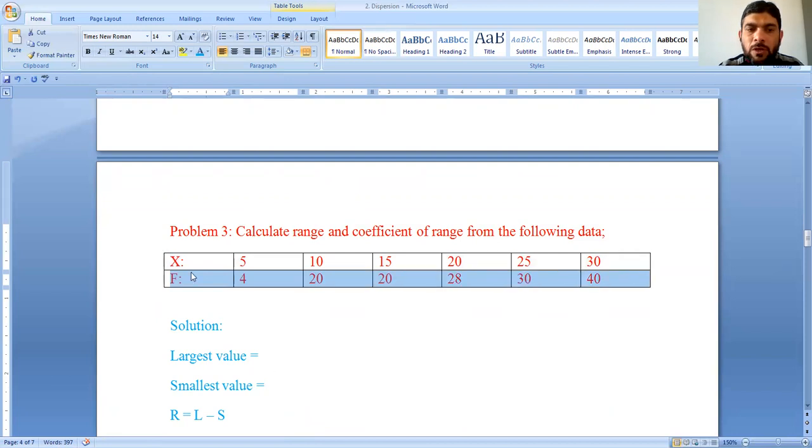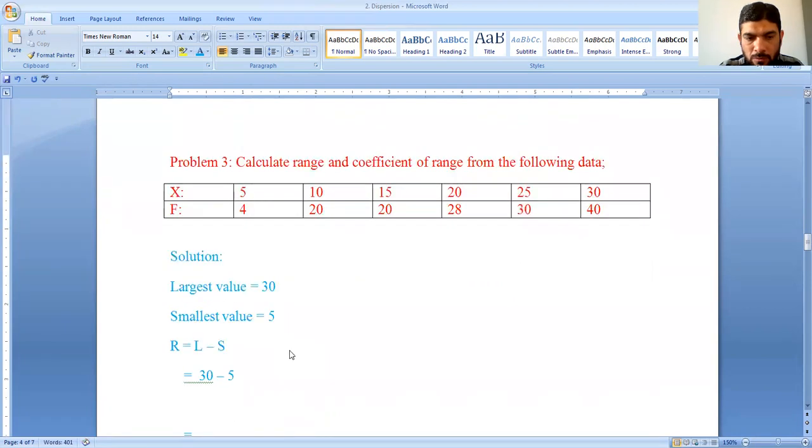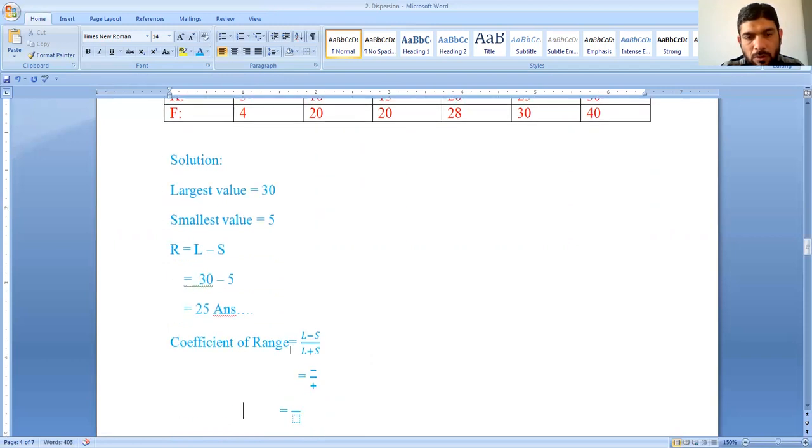The largest value we have to find from x. Whenever we have a discrete series, we have to take the values from x itself. So the largest value in x is 30, and the smallest value in x is 5. So remember, every time we have to take from the x, not from the frequency. So L minus S, that is 30 minus 5, it will be 25. 25 will be the answer. This discrete series is also very simple.